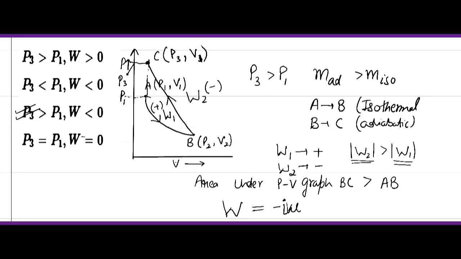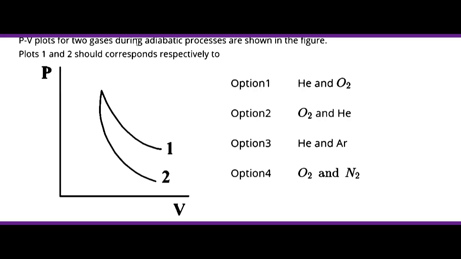Thank you. The PV plot for two gases during adiabatic processes are shown in the figure. Plot 1 and 2 should be respectively: option 1 helium and oxygen, option 2 O2 and helium, option 3 helium and argon, and option 4 O2 and N2.